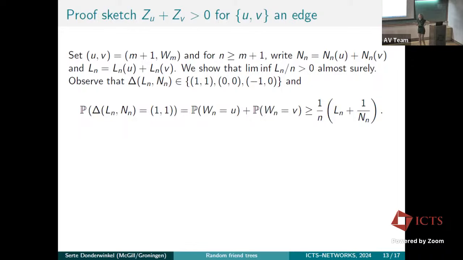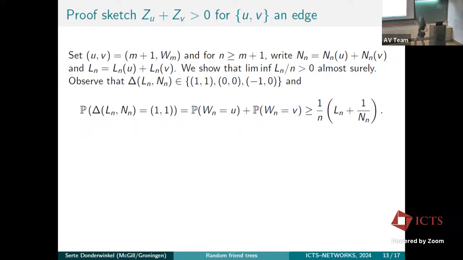So what is the probability that we grow? Well, we're going to grow if either W_n is the random friend, if either u is the random friend or if v is the random friend. And that definitely happens if we pick one of their leaves as our uniform vertex, because then we only have one place to go. And it also happens if you hop from u to v or from v to u, and the probability that that happens is bounded from below by 1 over the total degree times 1 over n. Okay.